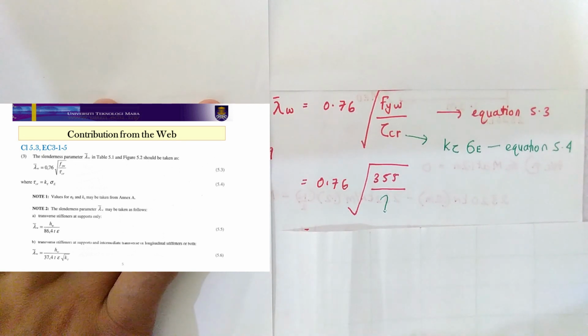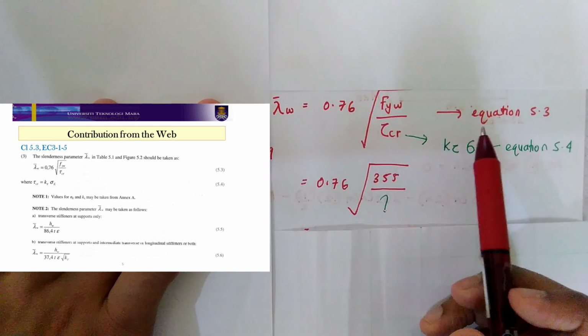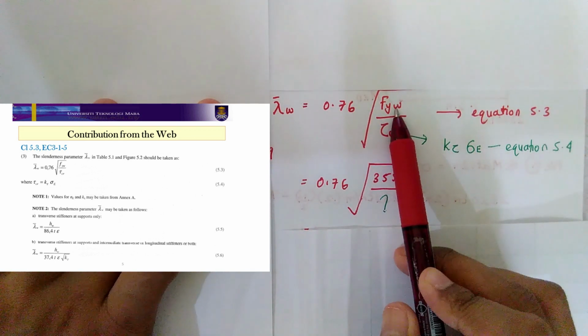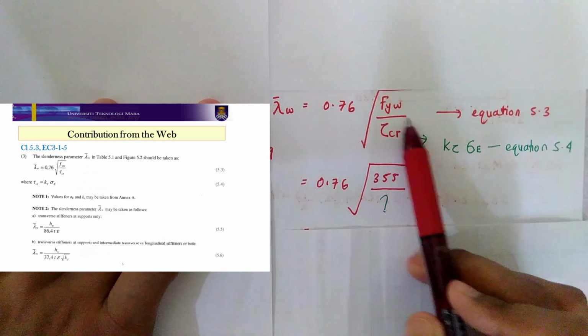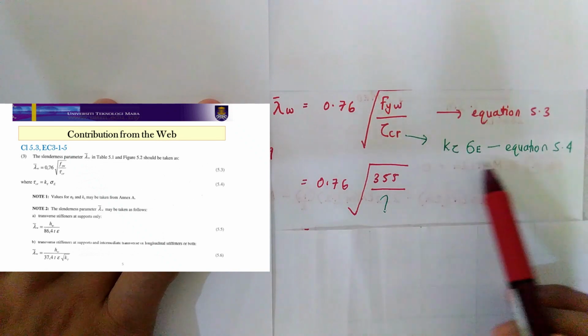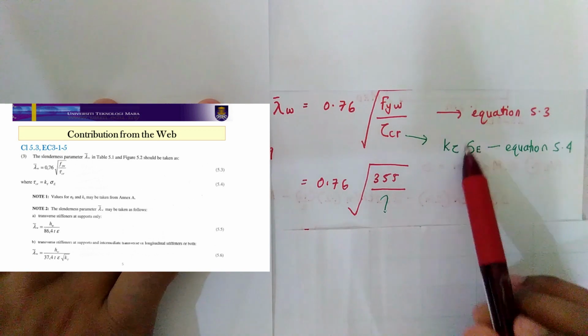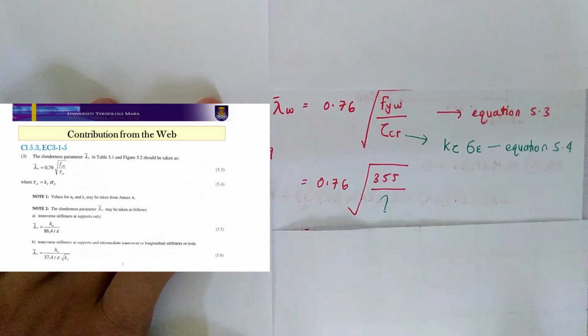Okay, so again, to recall, the lambda W equation is given in clause 5.3 of EC3 Part 1.5, equation 5.3. If you look at the equation, you know the yield strength for the web, which is 355. But what is Tau CR? Tau CR is given in equation 5.4, which is equivalent to K tau times the stress E.